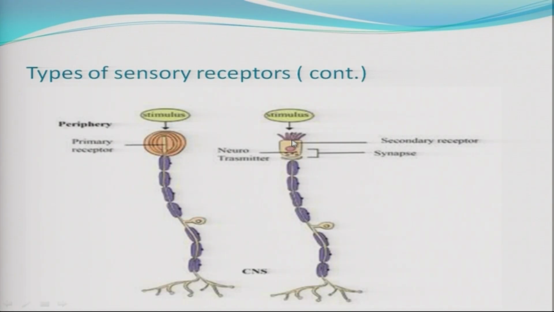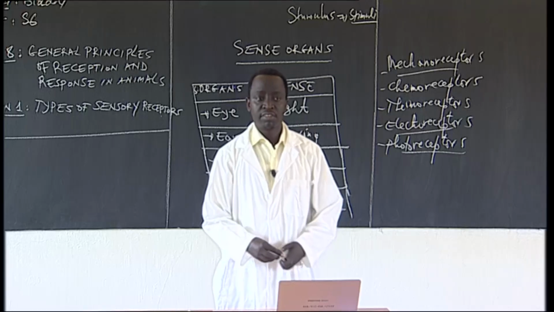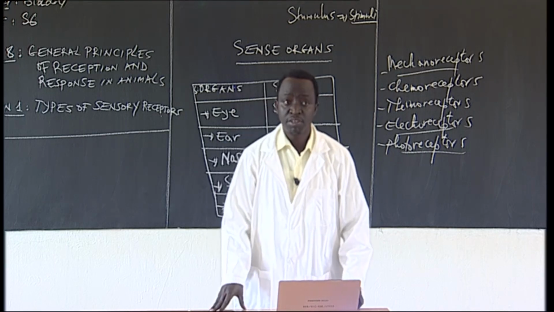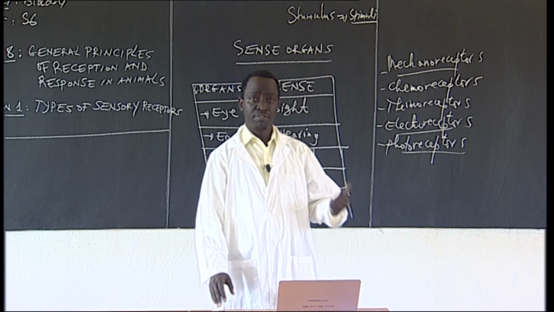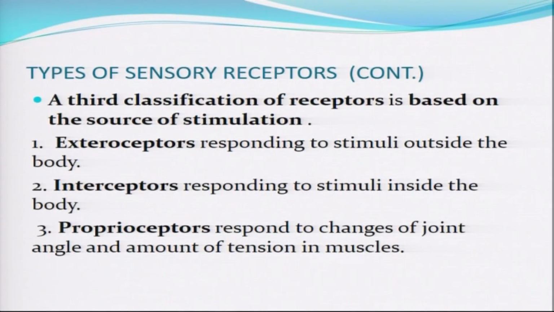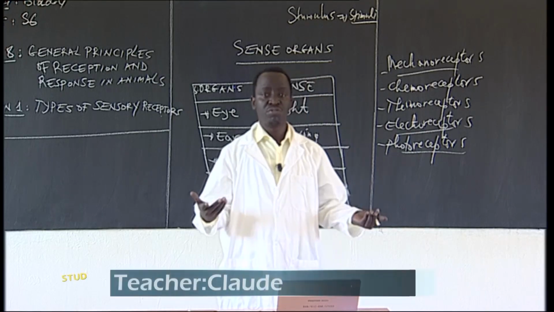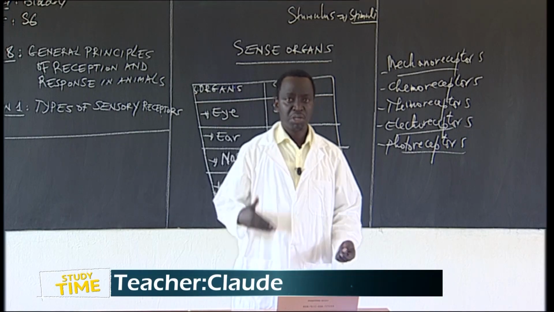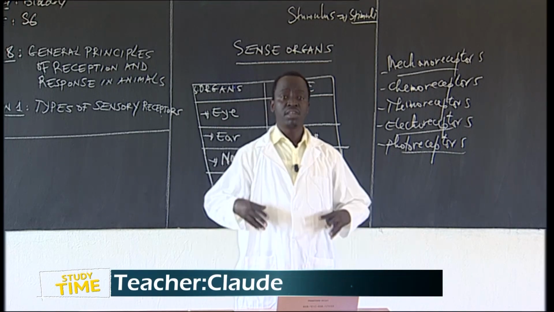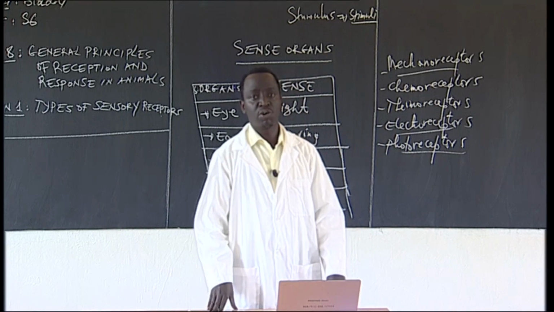Now, we have this third classification of receptors based on the source of stimulation, where we have three types. We have exteroreceptors, we have interoreceptors, we have also these proprioceptors. What is the difference? Exteroreceptors respond to stimuli from the outside of the body, like temperature. Interoreceptors respond to stimuli inside of the body, like an increase of glucose or an increase of osmotic pressure. That is going to be detected by what you call interoreceptors, found inside of the body.